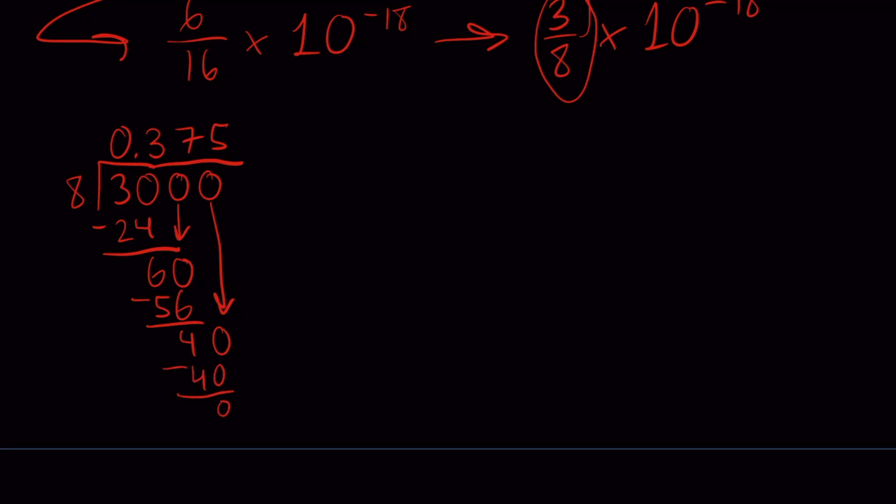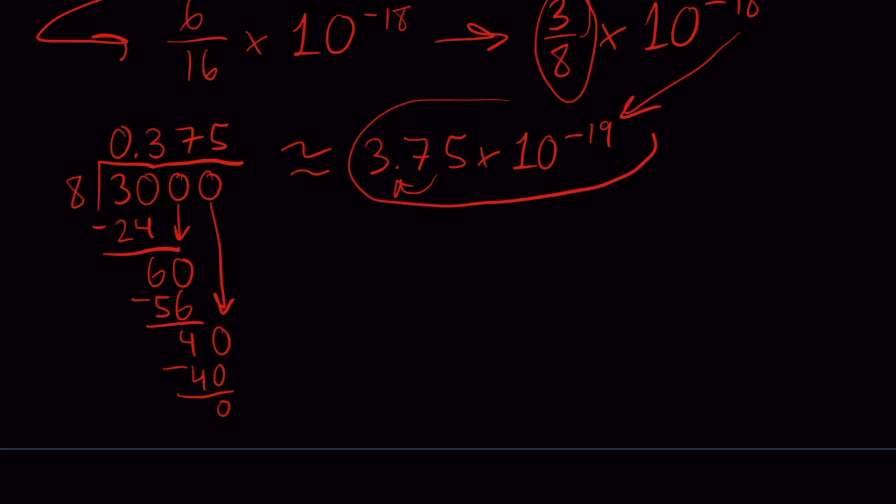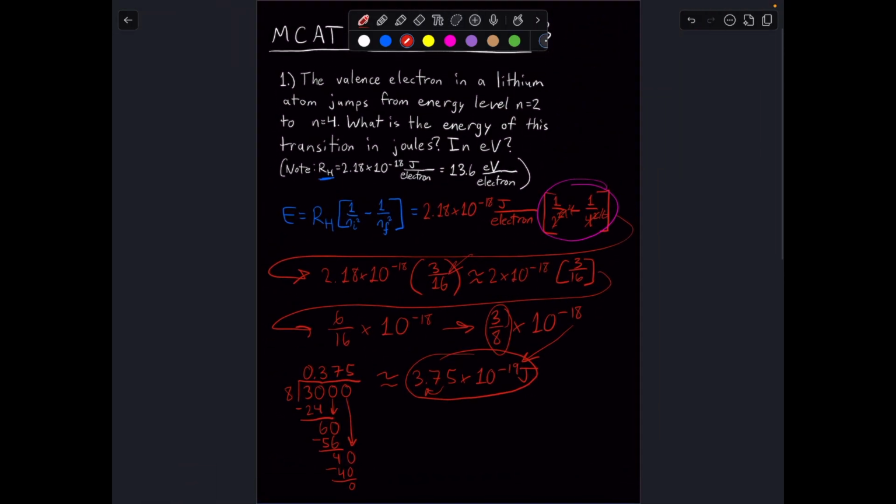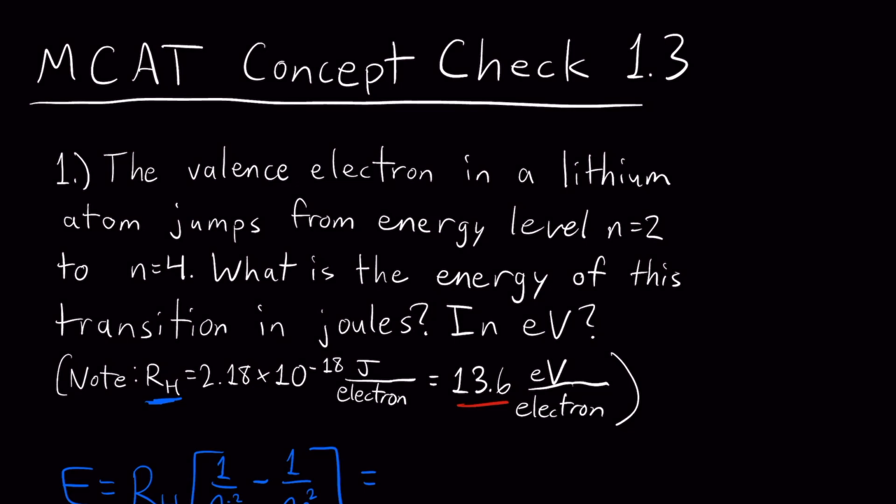So now we got this decimal, 0.375. To get the answer, we multiply it by 10 to the negative 18, which gives 3.75 times 10 to the negative 19. To move the decimal over one place, we add an extra digit from 18 to 19. And that's the answer here, and it should be in joules. That will be the answer for this question. If you want to take a screenshot, look at it real quick. So we did the first part of the question where we find the energy of the photon in joules.